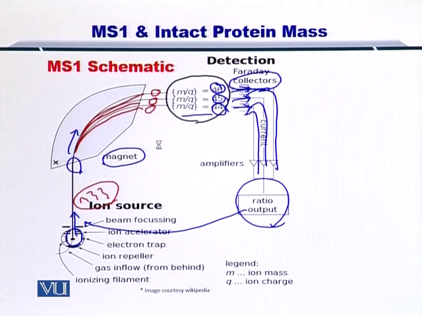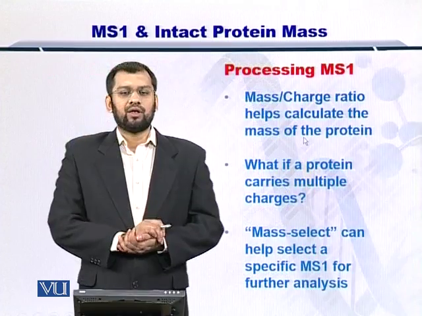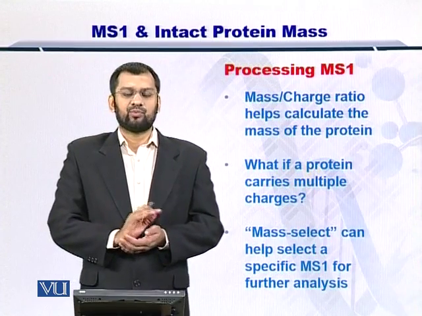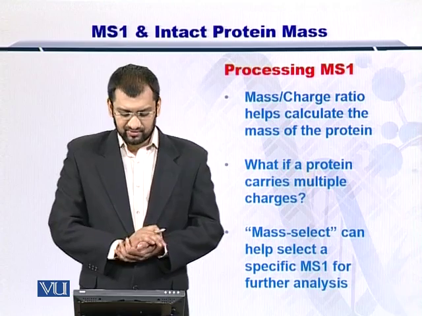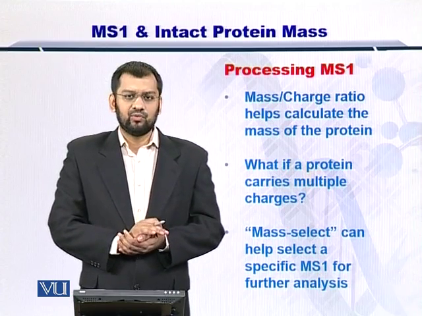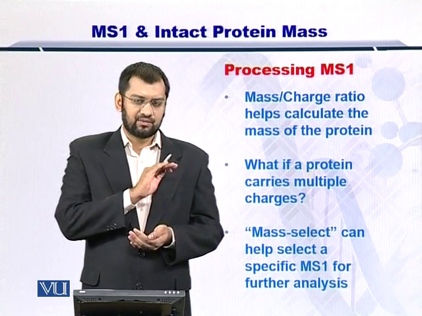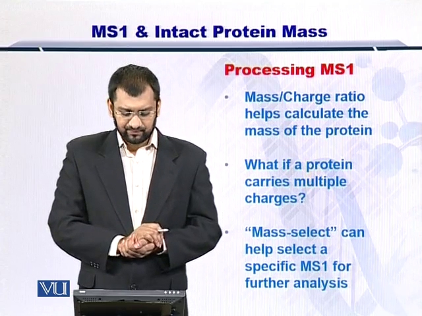Just to briefly overview this diagram again, you just take a protein, you charge it, you insert it into the magnetic field. The magnetic field separates all the molecules by their mass over charge ratio, and you detect those mass over charge ratios, and you have MS1. Okay, so once you have the MS1 data, you need to process it. This can help you arrive at the intact molecule's molecular weight.